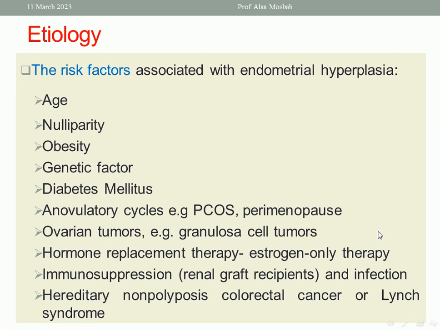diabetes mellitus, anovulatory cycles like in polycystic ovarian syndrome, and women at the age of perimenopause, when ovulatory dysfunction happens. Also ovarian tumors like granulosa cell tumor, which is one of the sex cord stromal tumors. HRT, hormone replacement therapy, in a postmenopausal lady. Immune suppression as in renal transplant cases. And infection may also be associated with endometrial hyperplasia. Lynch syndrome, hereditary non-polyposis colorectal cancer.